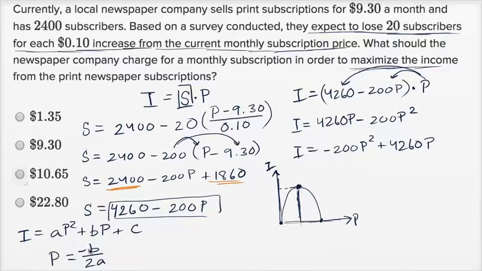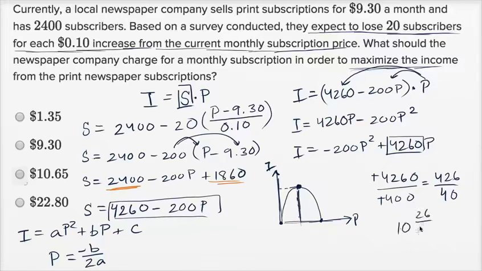So what's negative b? b is this right over here. So negative b is 4260. It's going to be over 2a, over 2 times negative 200. So that's going to be negative 400. And so what is that going to be? A negative divided by negative is a positive. This is going to be the same thing as 4260 divided by 400. And let's see, can I simplify this? Well, 40 goes into 426 10 times with 26 left over. So it's going to be 10 and 26/40ths, or we could write this as 10 and 13/20ths.